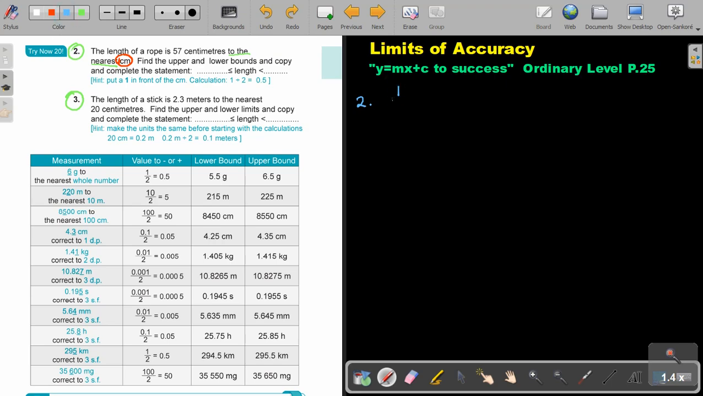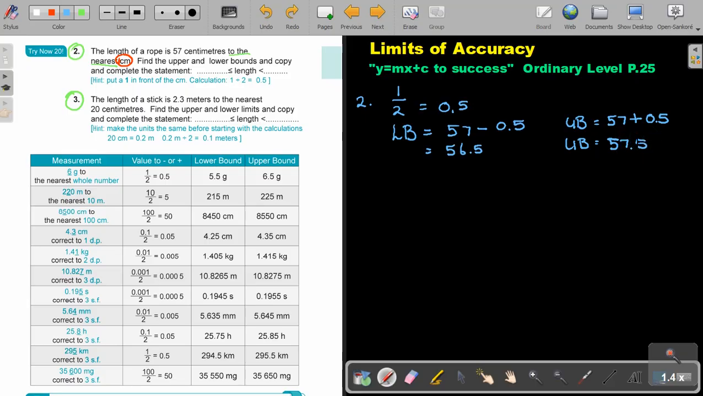Let's just get blue. So I still divide by 2 and I get 0.5. So to get my, okay, let's start with the lower bound. I prefer to start with that. So I take the 57 and I subtract 0.5. And to get my upper bound, I take the 57 and I add 0.5. So this lower bound will be 56.5 and this upper bound will be 57.5. Okay, and so in this case they want me not to stop there.